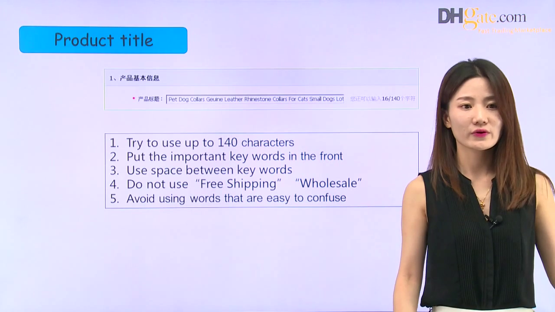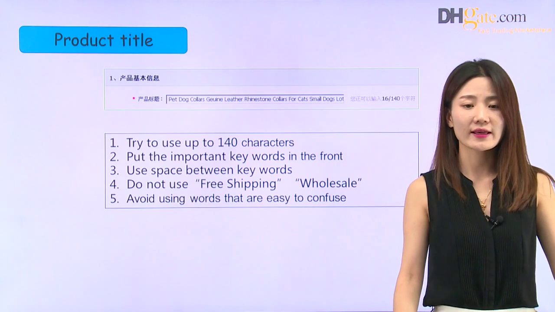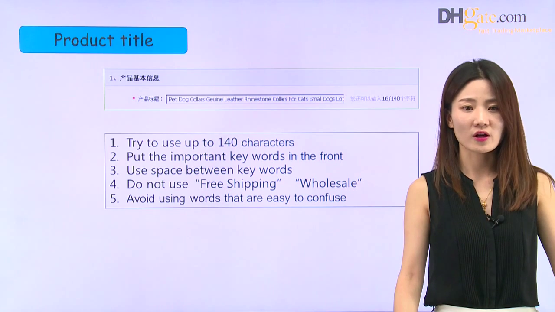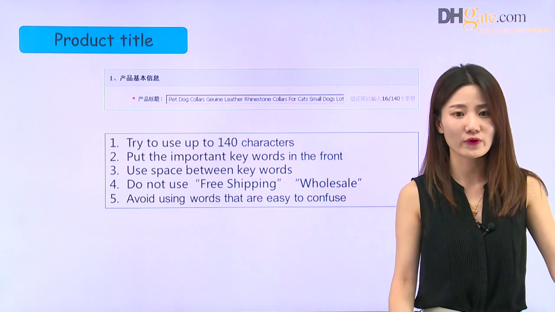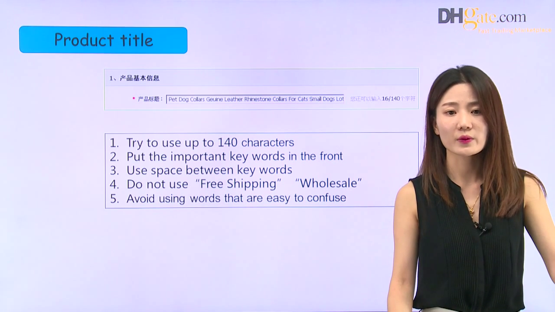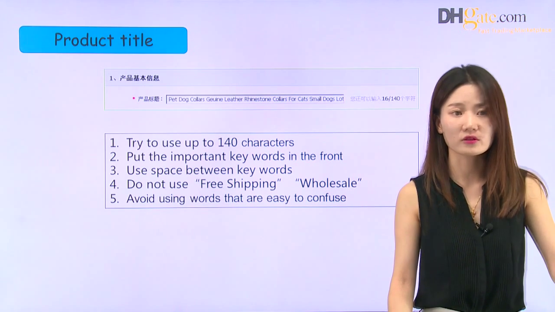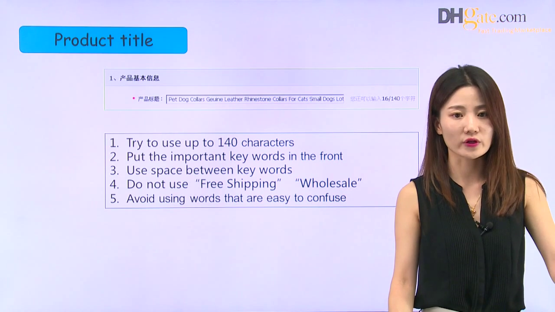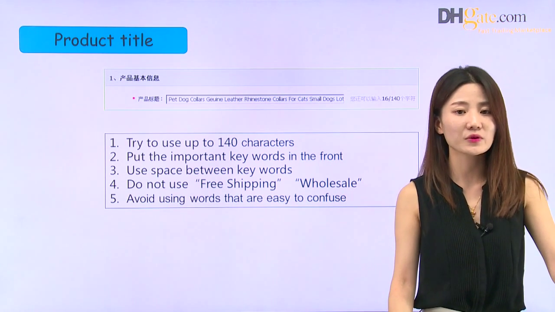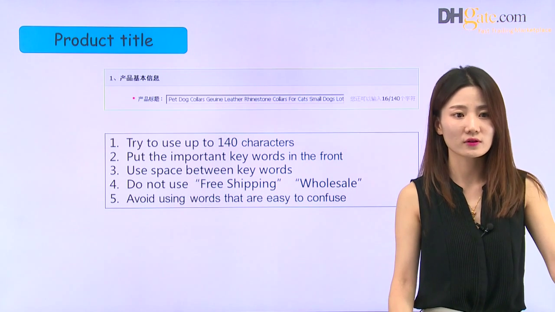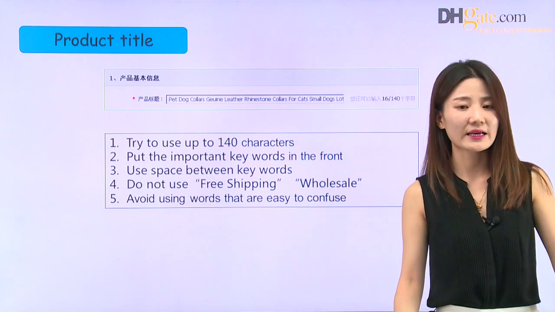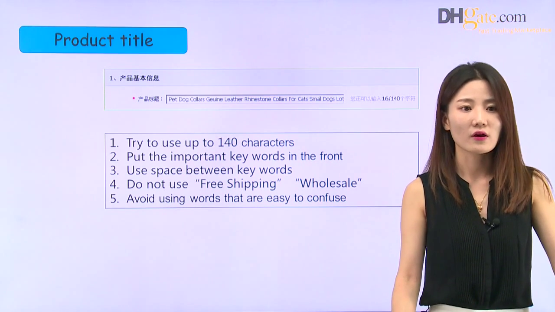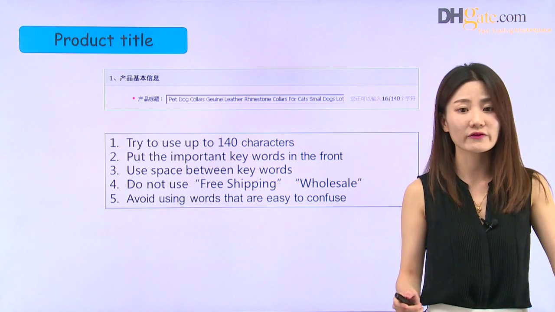Let's see. Try to use as much as 140 characters. Please do not overlap the keywords, and make your keywords meet the recent market trends. Put the important keywords in the front because the search rank on the platform has an order. Use spaces between keywords, do not use punctuation, and capitalize the first letter of each word. Do not use free shipping and wholesale because they will display in the search result page. Avoid using words that are easy to confuse.